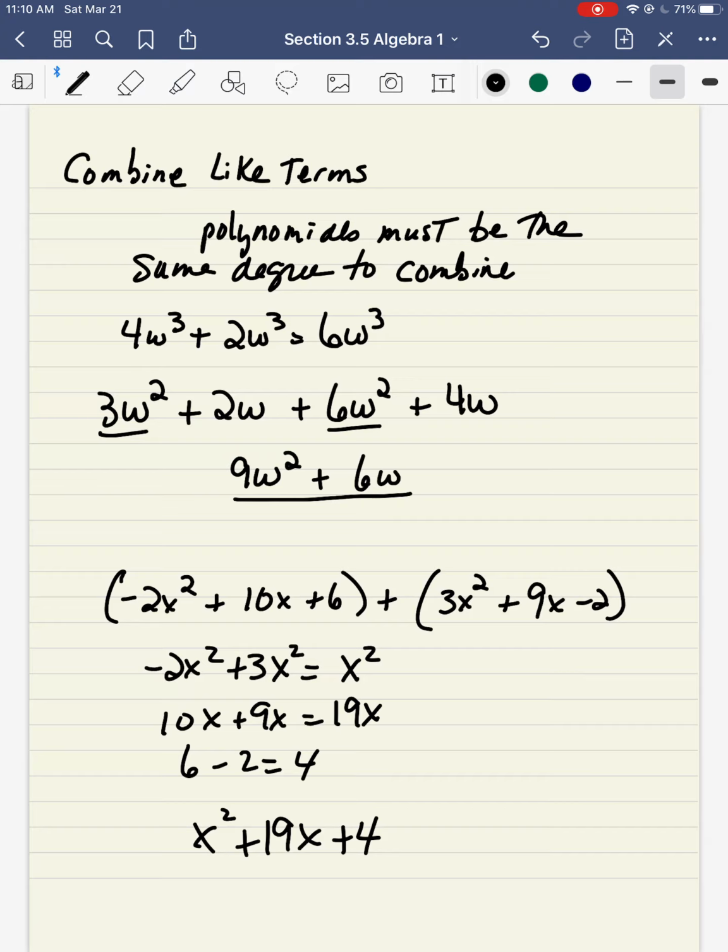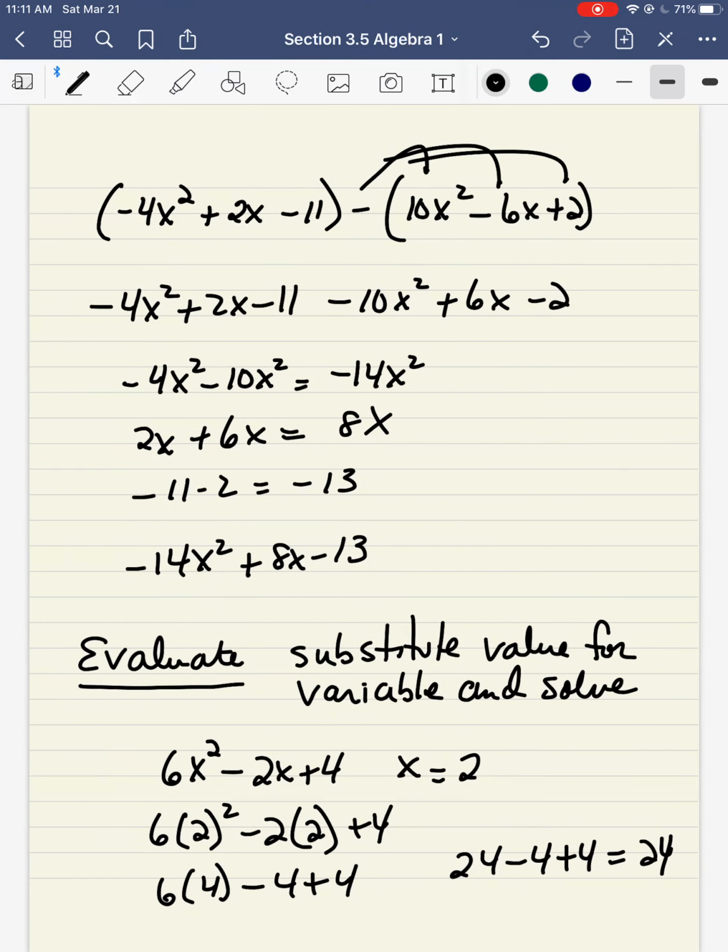If you have them listed with parentheses, you still do the exact same thing. You figure out which ones you're going to combine. And again, you're combining the ones that have the same exponents and the same variables. So minus 2x squared would be combined with a 3x squared. Minus 2 plus a 3 is a 1, so that makes a 1x squared. A 10x plus a 9x is going to make a 19x. And on my constant terms, which is the 6 and the minus 2, 6 take away 2 is 4, so when I write it in order, I get x squared plus 19x plus 4.